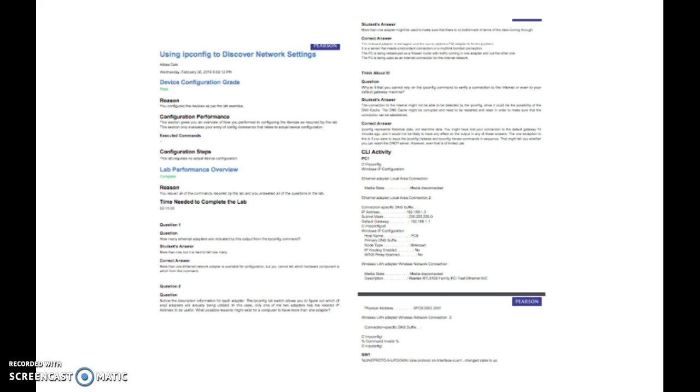Using ipconfig to discover network settings. This was actually really interesting to me. I liked doing the simulation because it started getting more in depth as to what was going to be happening later on, and why you were using certain commands and what they were supposed to do.